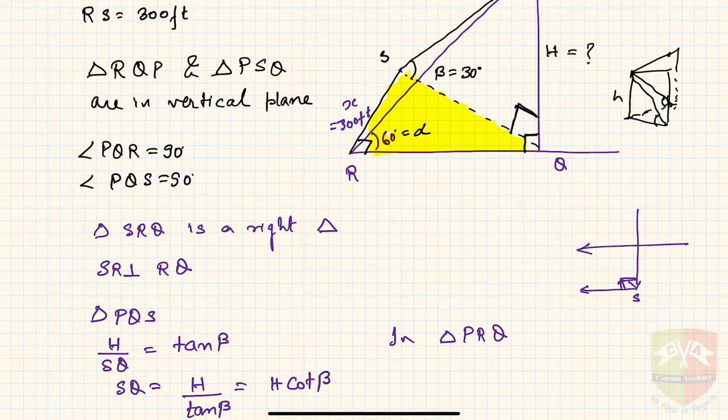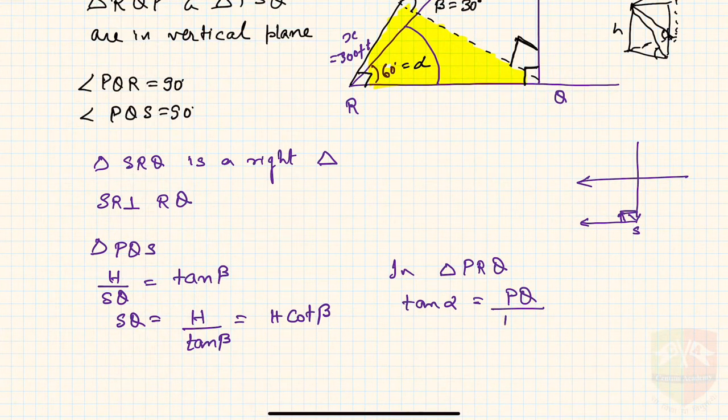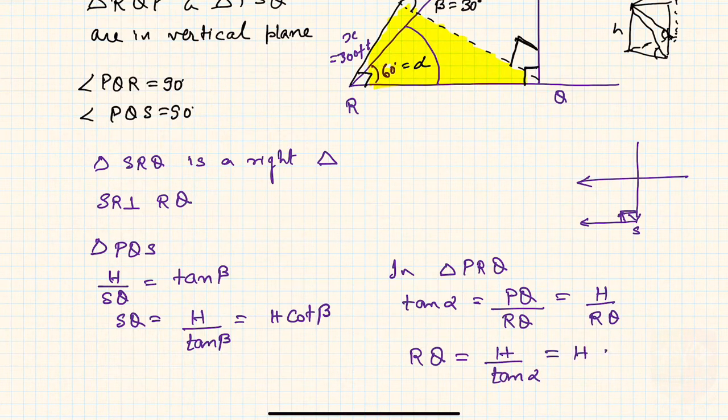PRQ, again angle Q is 90 degrees. So I can write tan of alpha, opposite to alpha is PQ, and adjacent is RQ. And we know PQ is nothing but H, and let us say RQ. So can I not find out RQ from here? RQ is H upon tan alpha, which is H cot alpha. Why? Because 1 upon tan alpha is cot alpha.